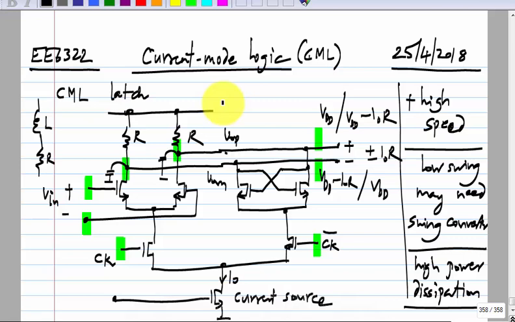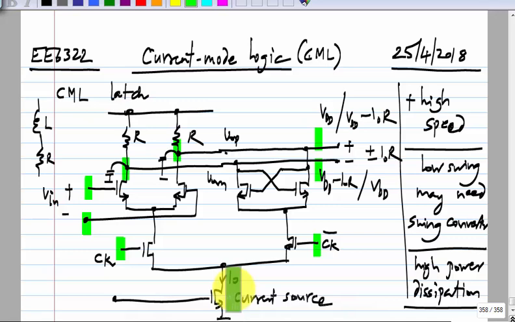So basically, the charging rate of these nodes will be I by CL. Now, there will be some load attached to this, and it will have its own parasitic capacitance. You try to minimize its parasitic capacitance and so on. So if you want a high bandwidth, you have to choose a small resistor and a large current.